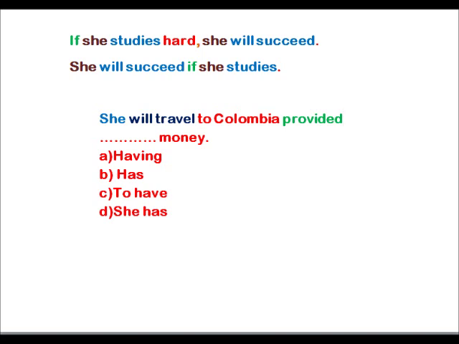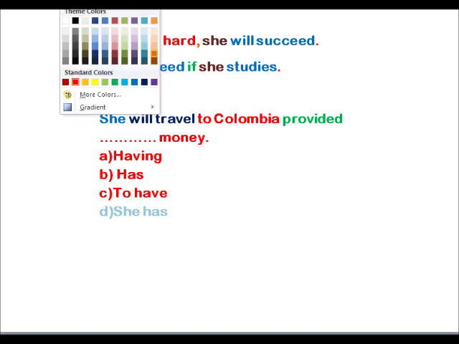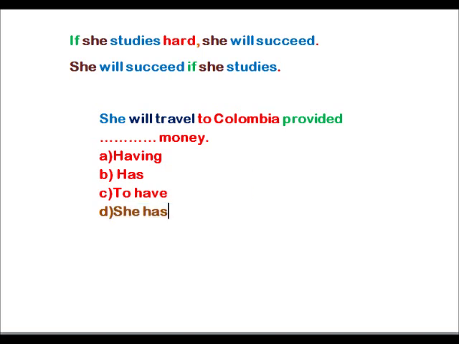Now having, that's not the right choice because that's a present participle. Has, that's only a verb, and I need a subject and a verb. To have, that's an infinitive, I don't need it because this is not even a verb. And finally she has, well, that is the right choice. Why? Because I need subject and verb, and this is exactly what I need. So this is the correct choice here. This is how the multiple choice questions come in the test.